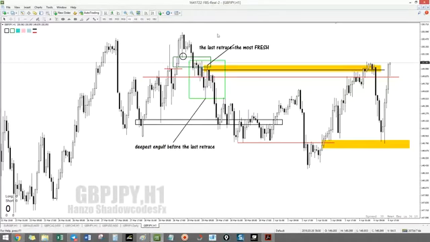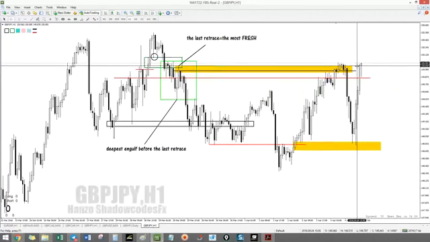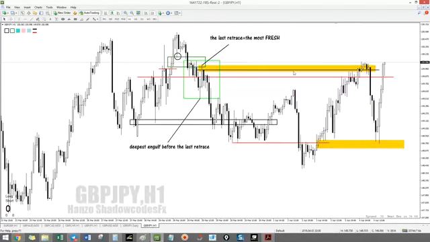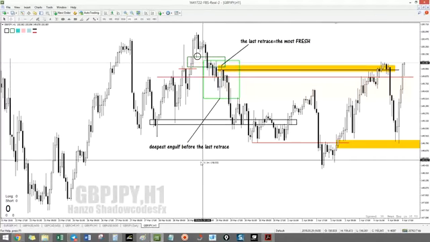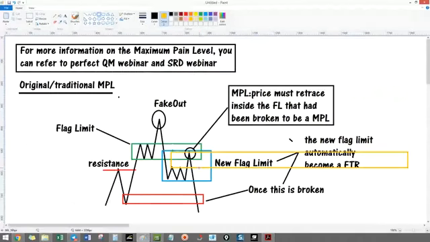MPL needs to be fresh. The second time it will not work. Look at this, it just breaks like that. It only works the first time. The most fresh, the last retrace. So this is the last engulf before the last retrace to become an MPL, and finally to become the FTR. Once this is broken, the new flat limit automatically becomes an FTR. So MPL is also an FTR, just having this retrace inside here.